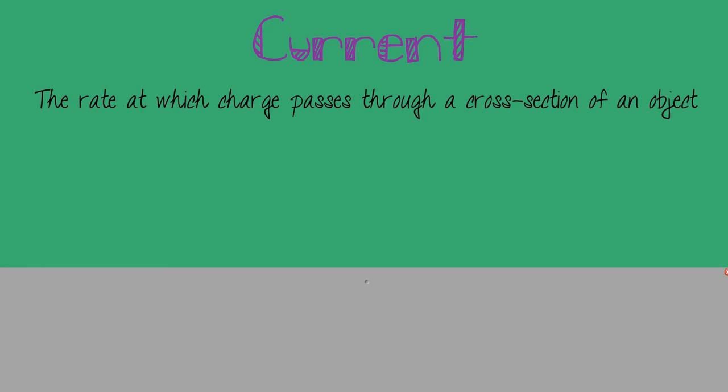This video is meant to introduce you to the physics concept of current and things related to current, like current density and drift velocity. We'll start with the definition. The physics definition of current is the rate at which charge passes through a cross-section of an object.